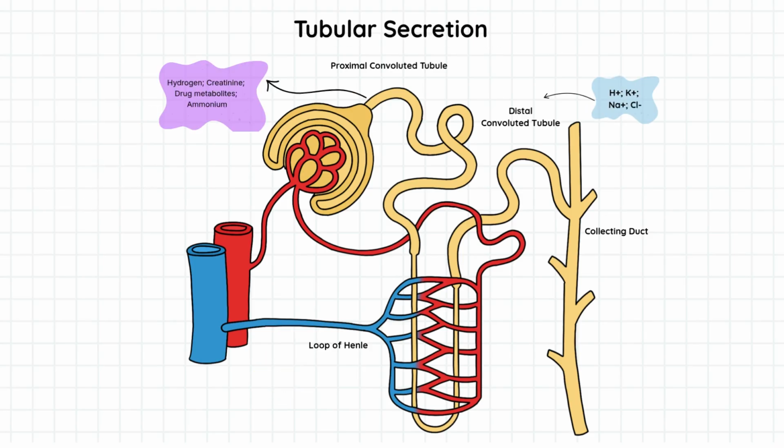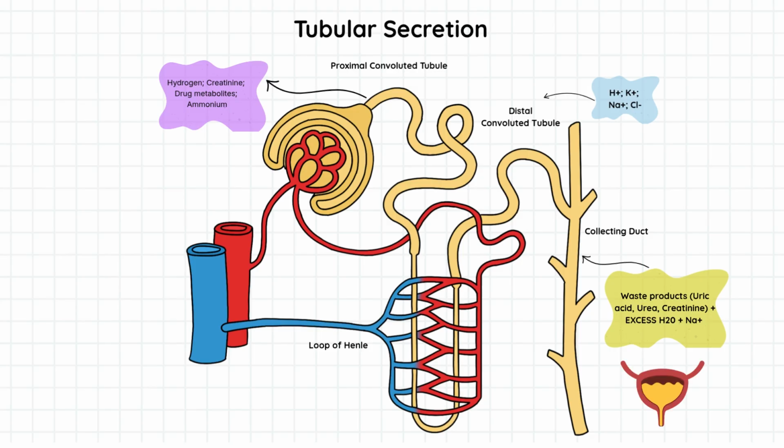Secretion adds extra waste products into the filtrate, things like hydrogen ions, potassium, and certain drugs. This step helps regulate pH and remove substances that weren't filtered earlier. This is where the kidneys make sure that nothing unwanted slips through and everything that we need to get rid of goes out into the urine. By the time the filtrate reaches the collecting ducts, it's officially urine. It flows into the renal pelvis, down the ureters, and into the bladder for storage.